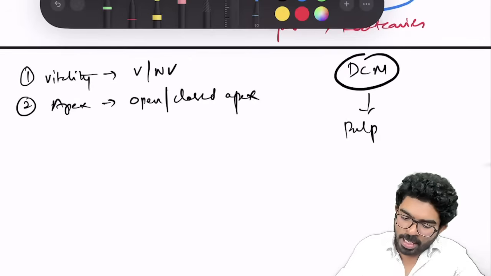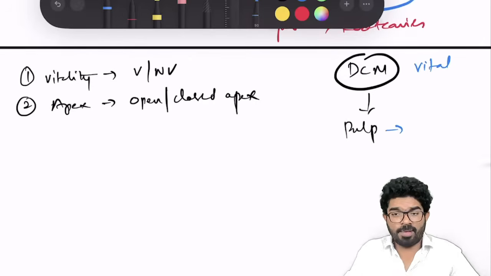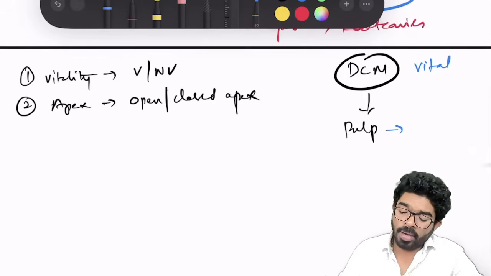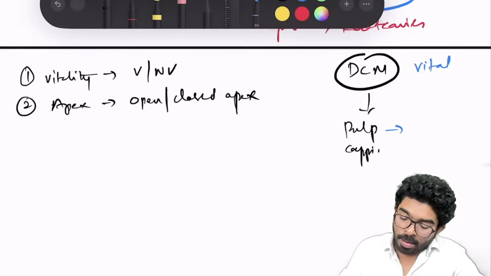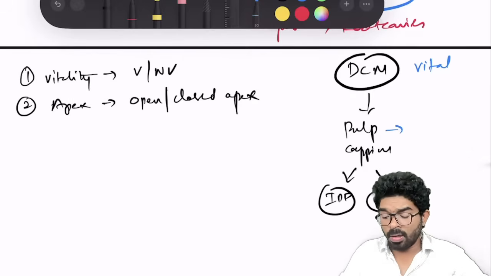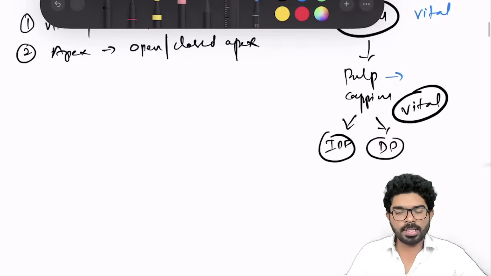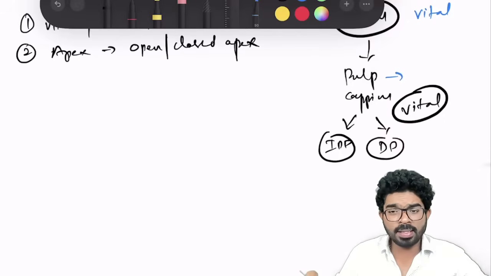In deep caries management, the tooth is vital. Pulp capping is a vital pulp procedure. So whenever you go for pulp capping, indirect pulp capping or direct pulp capping, in both of these conditions the pulp should be vital. It's a vital procedure, meaning pulp cappings come up whenever the patient in front of you has a vital pulp.